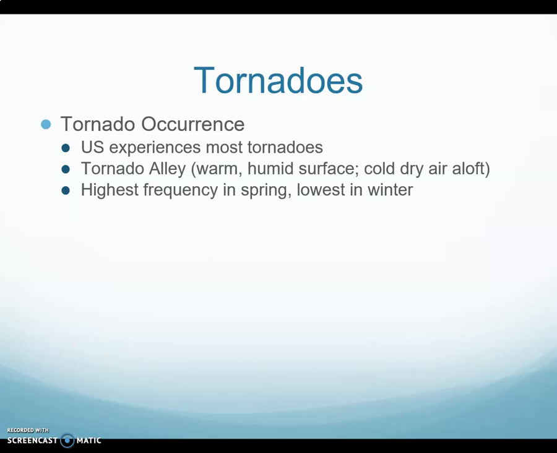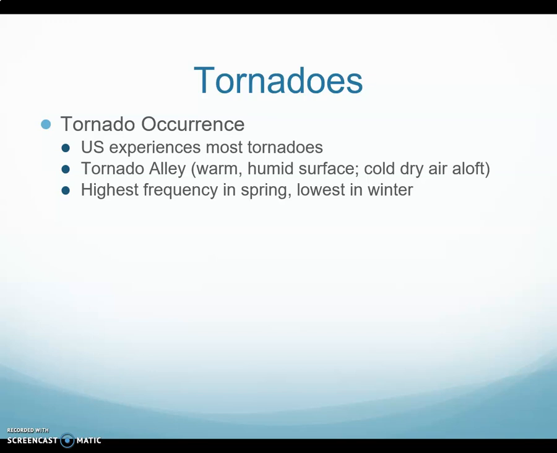Where do we see the most number of tornadoes? Well, Tornado Alley in the United States is the number one hotspot in the world. The reason for this is we have the perfect setup with warm, moist air coming from the Gulf of Mexico and cold, dry air coming from the Rocky Mountains. Perfect setup for tornado formation. We're going to see the tornadoes happen most frequently in the spring. That's when you're going to start moving that warm, moist air from the south, and you still have the cold, dry air coming from the mountains.